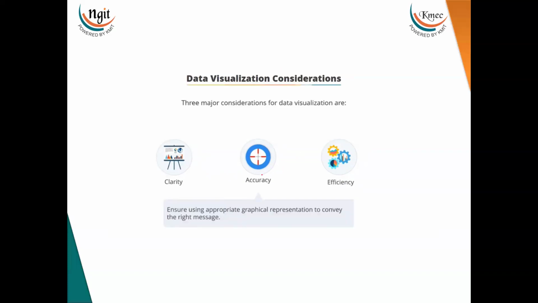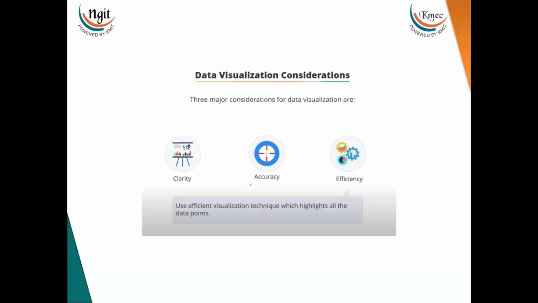Ensure that you are using appropriate graphical representation to convey the right message. Accuracy is being given by appropriate graphical representation for giving the right message. Efficiency: we are going to use efficient visualization techniques which highlight all the data points. We have to use these techniques effectively so that we can highlight some of the data points.